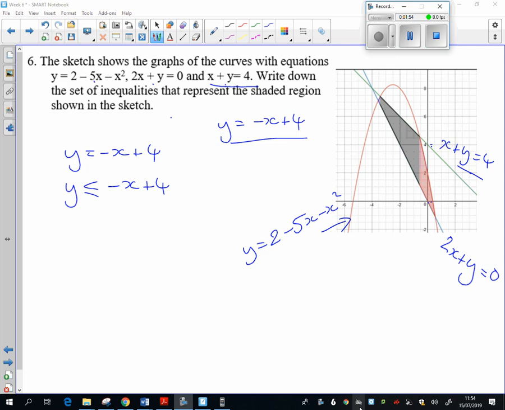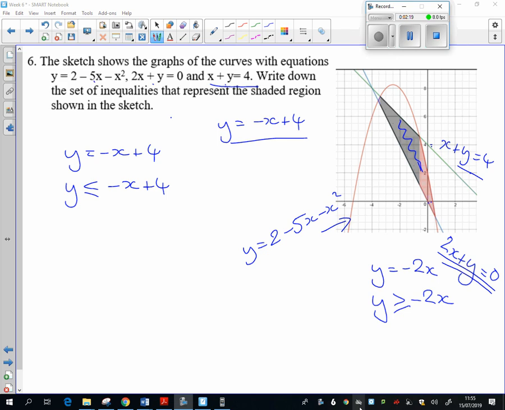Okay, so I'll do the same thing with this one. If I rearrange that to y is minus 2x, this time we're shading above that line. So this time they're shading where y is greater than that line, and again it's a solid line, so it should have the equals. And then this one, at least this one doesn't need rearranging.